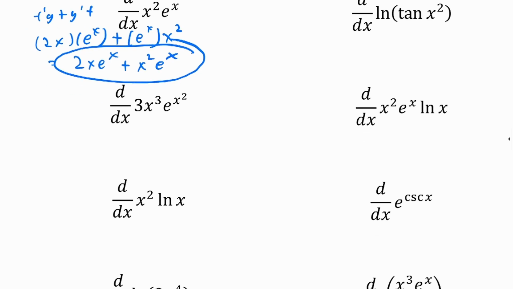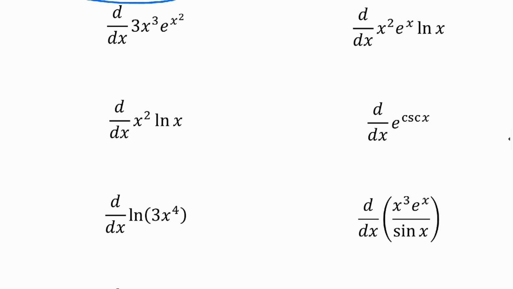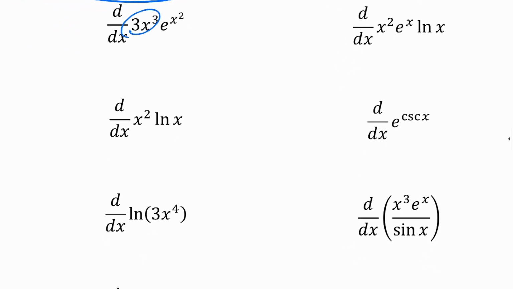So the next one, let's do it in our heads a little bit. We're going to take the derivative of the first, which is this one. So derivative of 3x cubed is 9x to the 3 minus 1, which is 2. We're going to multiply that by the second term, which is just keep it there. Then we're just going to add.